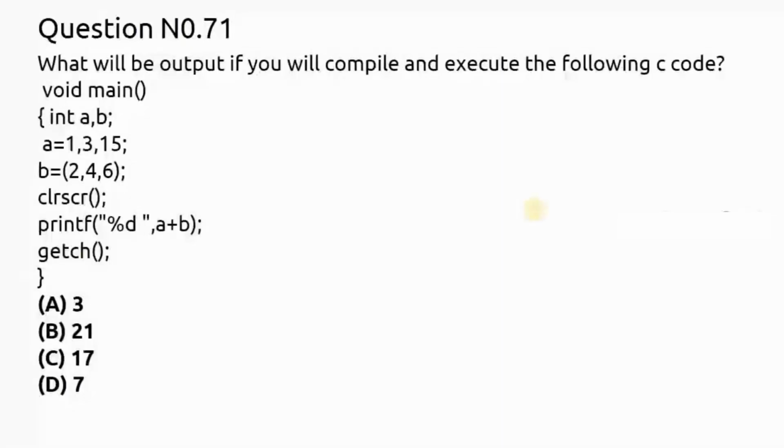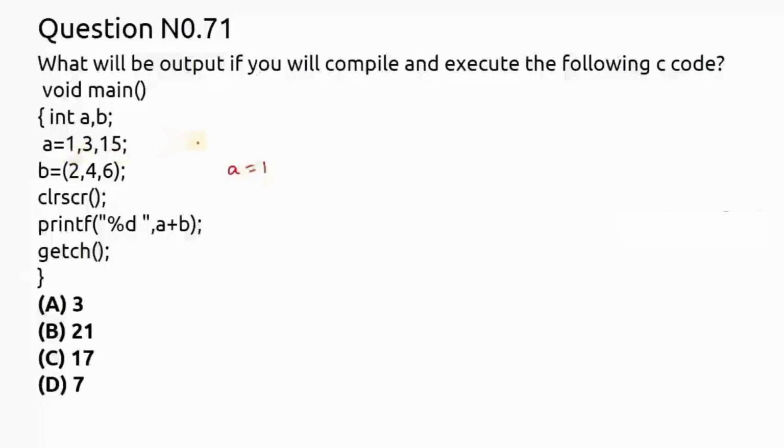Coming to the question number 71. So here if you see, int a comma b, two variables are declared. So a equals 1 comma 3 comma 15. Of course you can write like this, it's not an error. So how will the value be taken here? If you see here, it is given 1 comma 3 comma 15. So if you give like this, what is the first value? 1 only will be assigned to a. So a value will become 1.